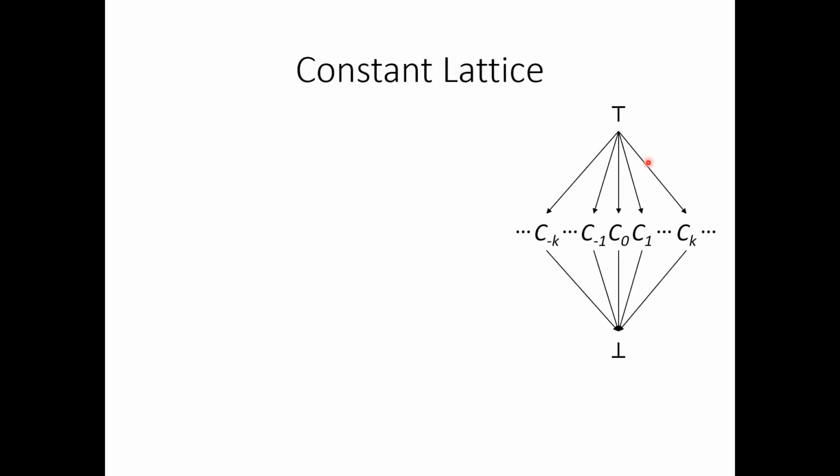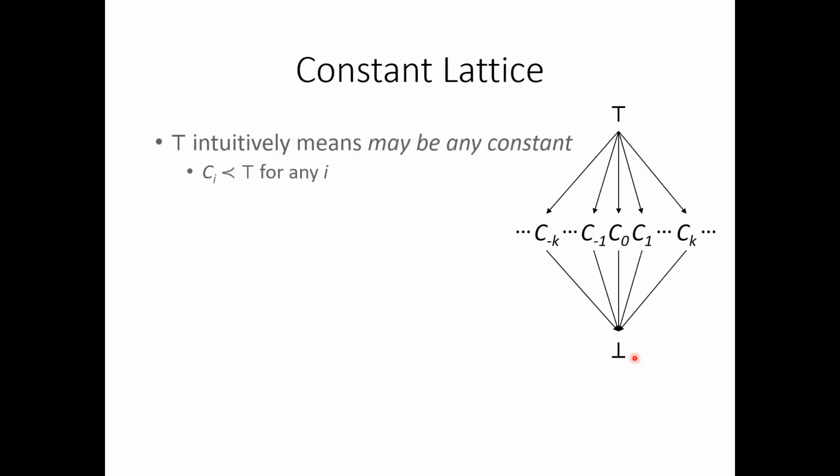Here the top is something that is more constant than any of these other constants in the lattice. What is more constant than a specific constant? It is the idea that something can be any constant we want it to be. That's what top means. And then the bottom means that something is, what is less constant than a specific constant? It's something that is not constant. So top intuitively means that something may be any constant we want it to be.